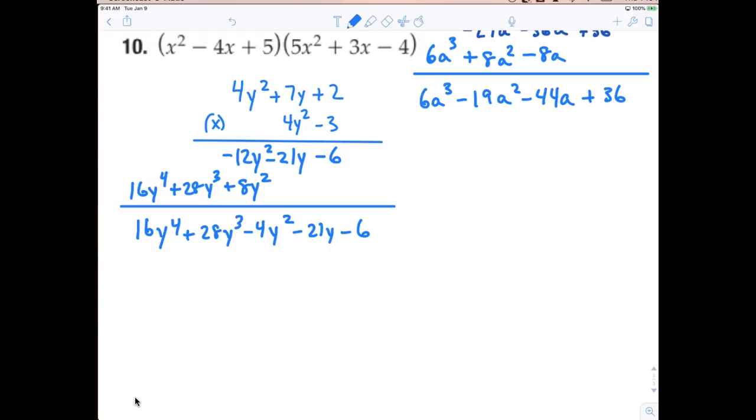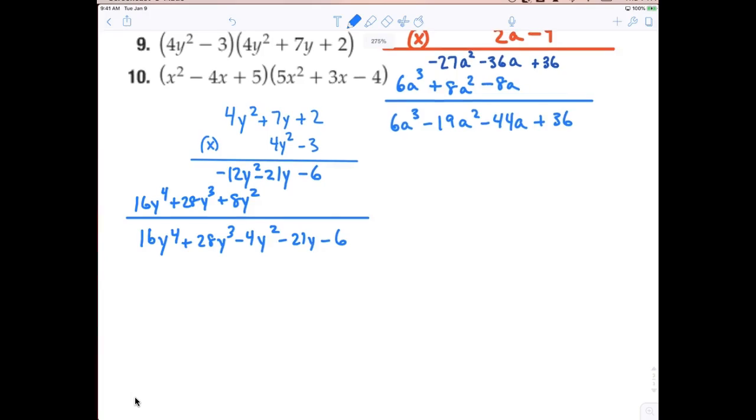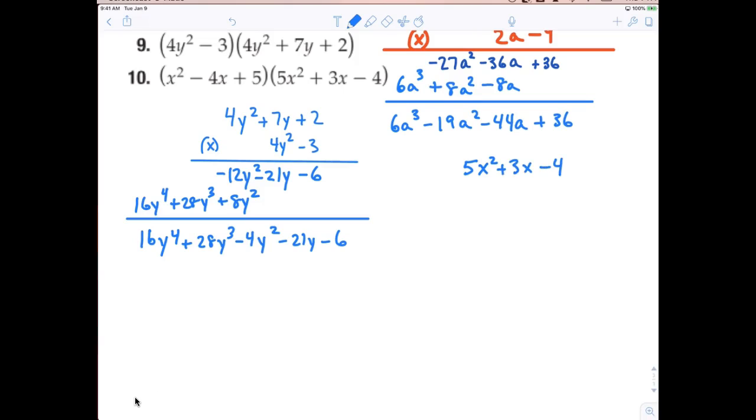The next one, number 10, is honestly as hard as it can get. It's a trinomial by a trinomial. Same pattern, just keep doing exactly the same way, and then we'll double check and make sure you're good. So 5x squared plus 3x minus 4, x squared minus 4x plus 5. I'm going to multiply that together. I'll give you a minute. See if you can do that.